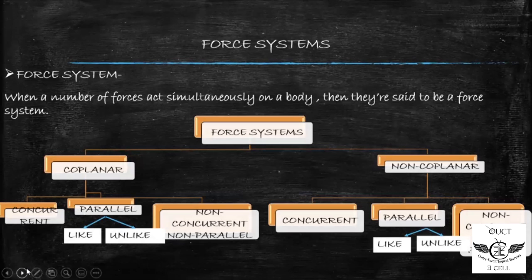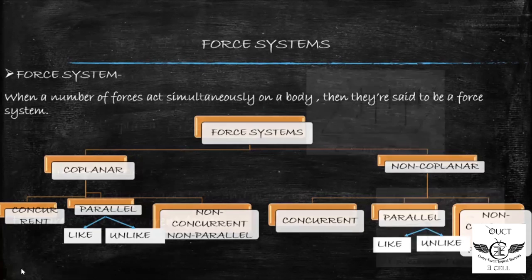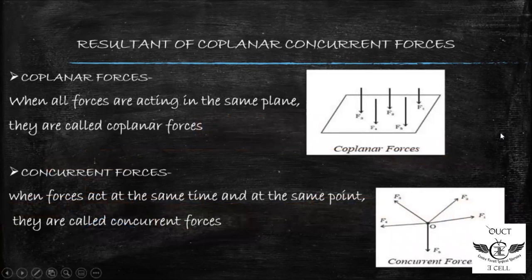Force system. When a number of forces act simultaneously on a body, then they're said to be a force system. The force system is classified into two different types: coplanar and non-coplanar force system. They both are again classified into three different types: coplanar system and concurrent forces.